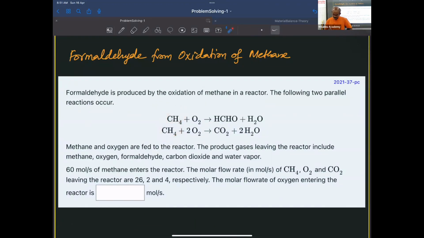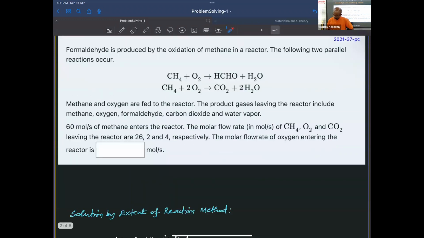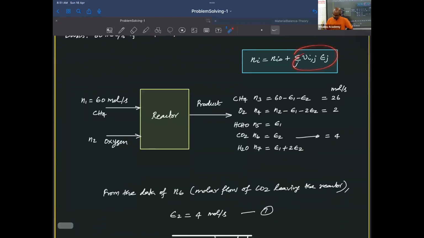So what is the summation of nu ij Ej? For the first reaction it is -1 into E1, or simply minus E1, and for the second reaction it is again -1, so minus E2. So this is simply minus E1 minus E2, and Ni naught is simply 60. This is already given as 26 moles. Otherwise, N3 is equal to 26 moles, which is also 60 minus E1 minus E2. This is from writing the extent of reaction.